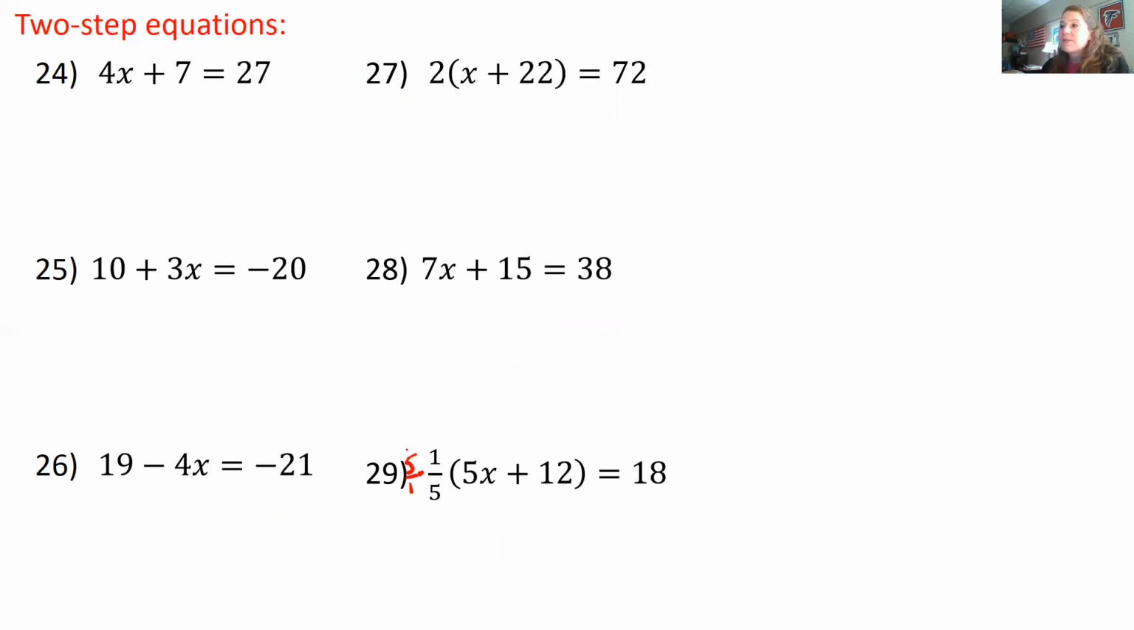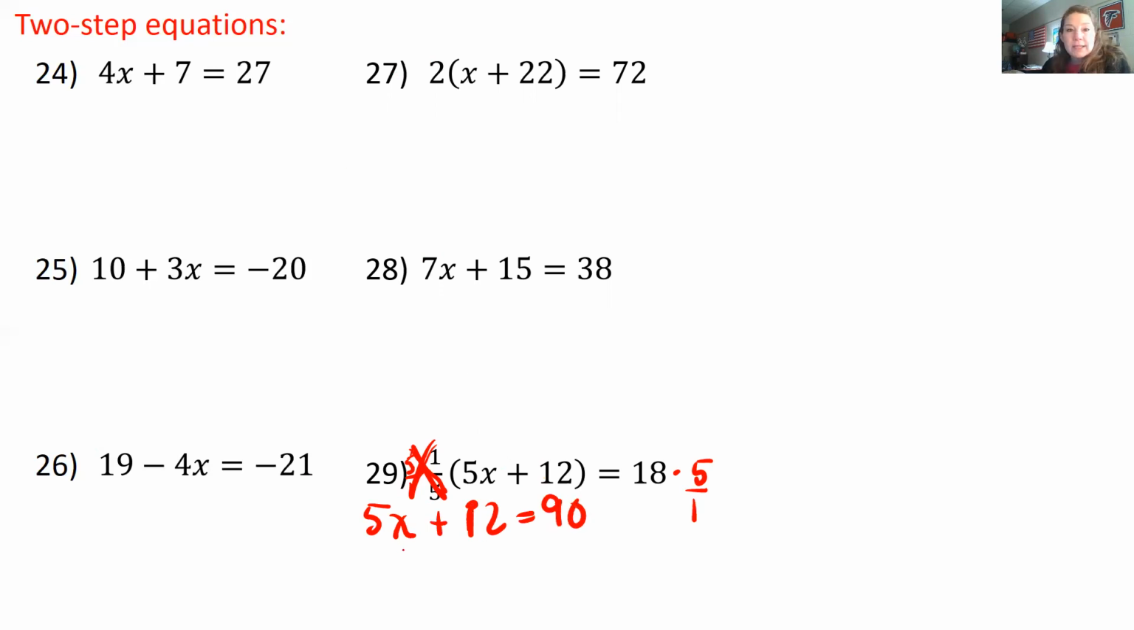So 1/5 times 5 is 1, so that's gone. However, we can't just multiply one side by 5. We have to multiply both sides by 5 over 1, which is just 5, isn't it? So we got rid of this. We don't have to distribute anything. So 5x plus 12 is now equal to 18 times 5. Well, 18 times 5 is 90.